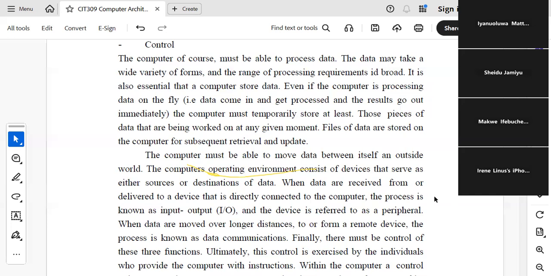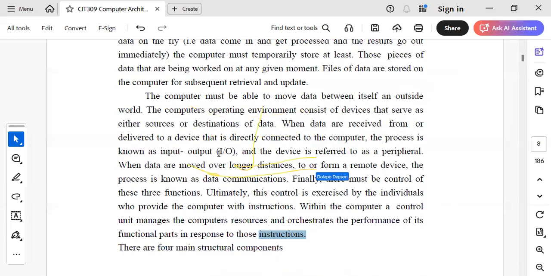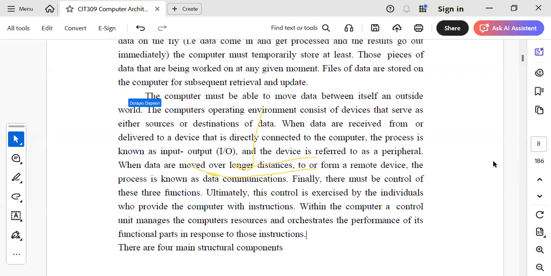Okay, sir, you may continue now. You are in the second paragraph. The computer must be able to move data between itself and the outside world. The computer's operating environment consists of devices that serve as either sources or destinations of data. When data are received from or delivered to a device that is directly connected to the computer, the process is known as input output. This is trying to say that the computer should be able to interact within itself and the outside world.